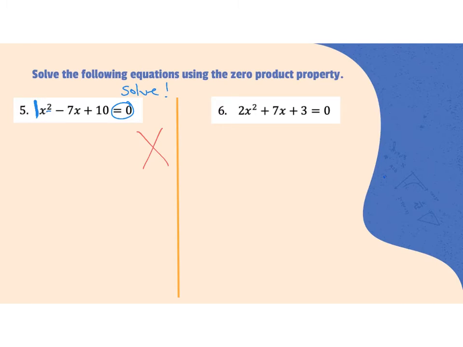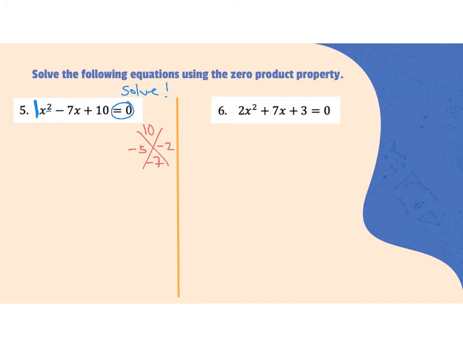So in this case, my top number is 10 and my bottom number is negative 7. So what gives me a product of 10 and a sum of negative 7? That's negative 5 and negative 2. I need a negative times a negative to get a negative sum, but I need a negative times a negative to give me a positive product.